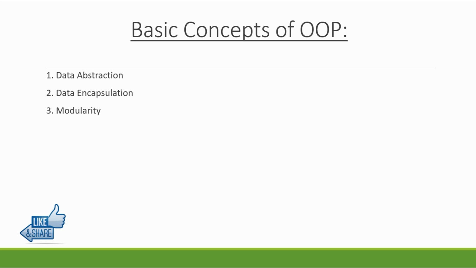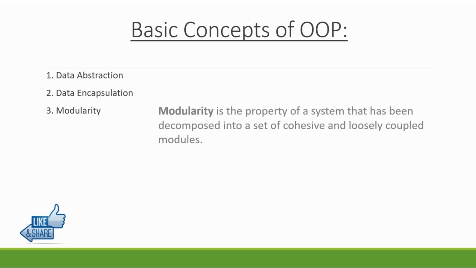And the second reason why we should do modularity is that it creates a number of well-defined boundaries. That is, a particular data cannot move out of a particular boundary without, say, permissions or something like that. So if you look at the definition of modularity, it's basically a property of a system that has been decomposed into a set of cohesive and loosely coupled modules.